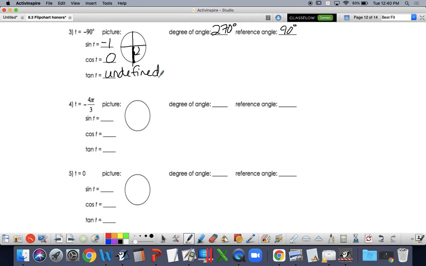You guys want to try 4 and 5 on your own? Give them a whirl. Negative 4 pi over 3, right? Maybe I'll get us started. We're going to be over here. We're rotating clockwise. This is where maybe finding a coterminal angle helps. I know, I said I'd let you guys do this on your own, so I'll stop bugging you.